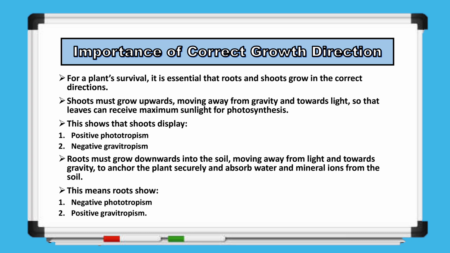Roots, in contrast, need to grow downward into the soil, away from light and toward gravity, to anchor the plant securely and absorb water and mineral nutrients. This means roots display negative phototropism and positive gravitropism.